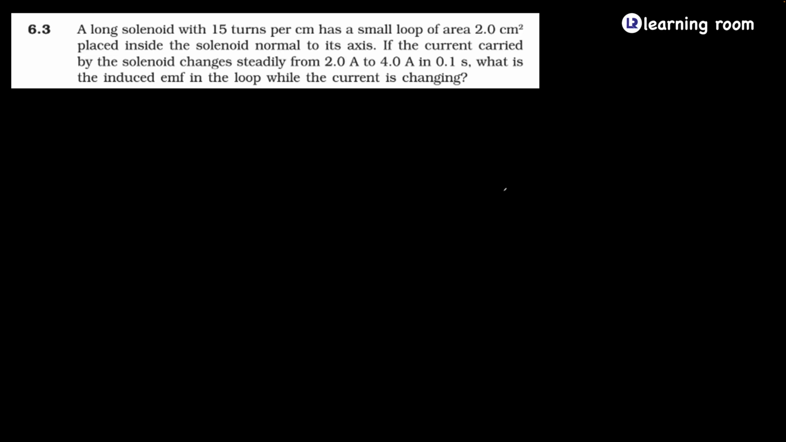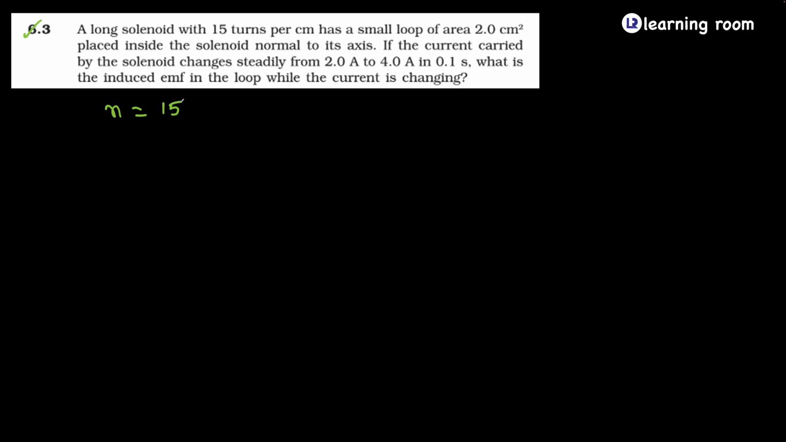Okay. So till now we saw the problems that are based on Lenz's law, right? So we'll do one last problem for today's session, which is based on Faraday's law of electromagnetic induction. The question is, a long solenoid with 15 turns per centimeter. So small n is equal to 15, right? It is 15 turns per centimeter.